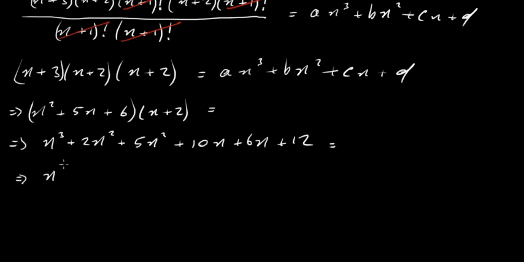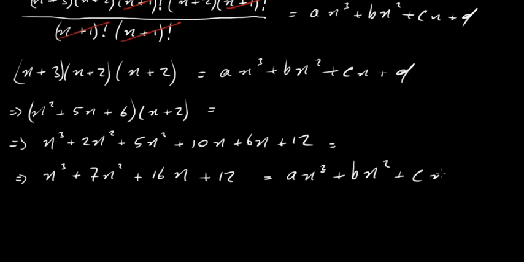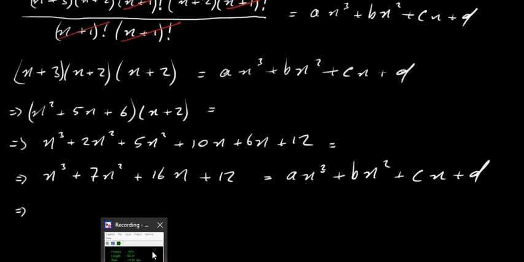Let's just simplify that. We've got n cubed, we've got 2n squared plus 5n squared, which is 7n squared. I've got 10n plus 6n, which is 16n. I have a 12 here, and that's equal to an cubed plus bn squared plus cn plus d. Now we're really down to bare minimum here. We've simplified the left hand side as much as we can.